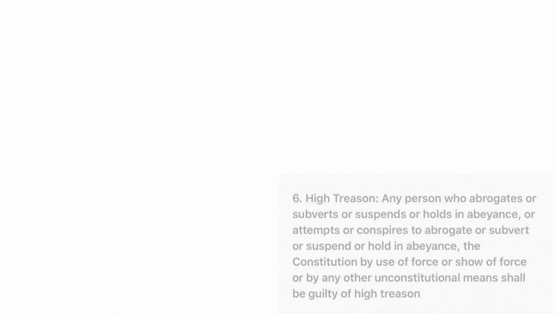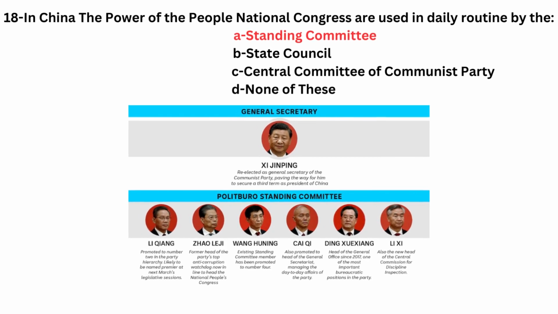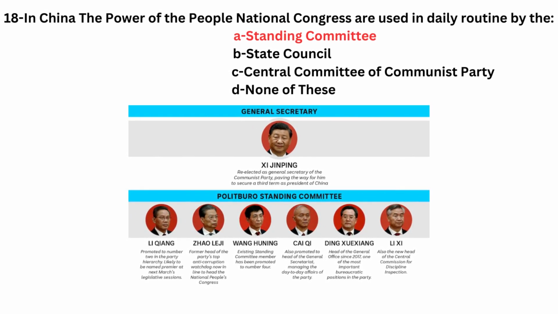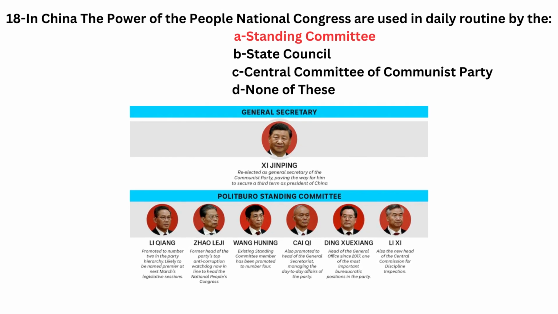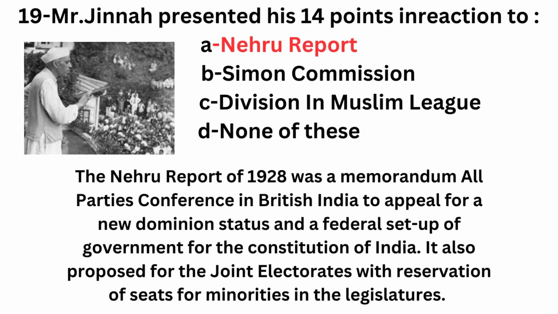high treason. Next one is: in China, the powers of the National People's Congress are used in daily routine by the standing committee. So it is option A, and there are also standing committees in Pakistan, in the Senate or in the National Assembly.